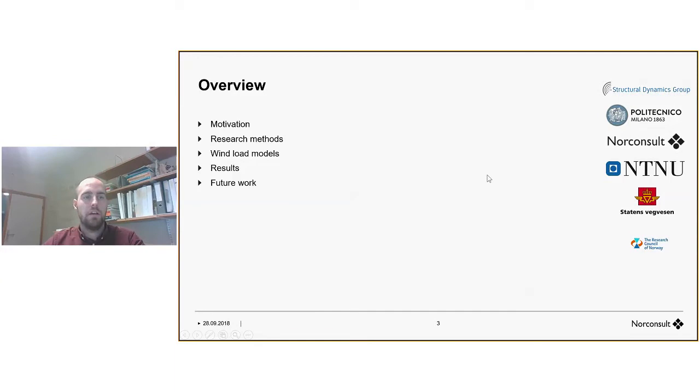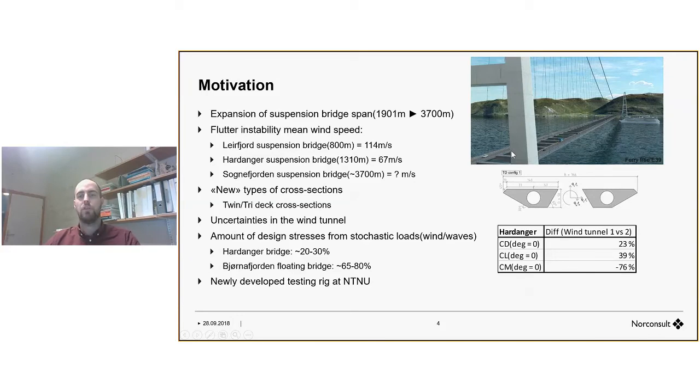Okay, so a short overview of my talk is going to be: motivation, some research methods, a short and simplified wind course for load models, and some results and future work. So let's go. Of course the Ferry 39 project is the main part of the motivation. I'm not going to show all the slides about that project here, and most of you know a lot about the project beforehand.